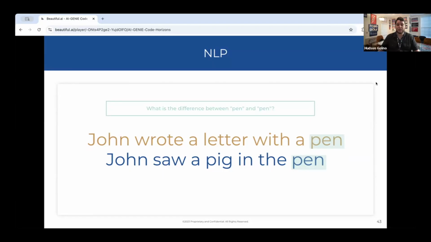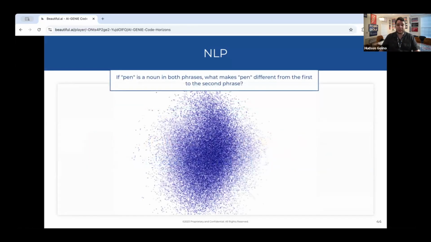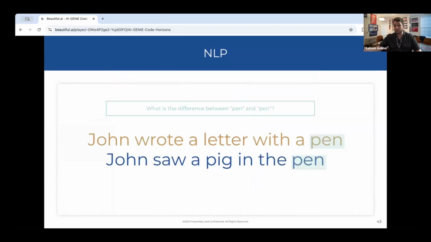Yes, excellent. That's right. So the first one, John wrote a letter with pen. We know that pen is a writing instrument because we understand that it comes with a specific linguistic context. And the linguistic context, if we're paying attention, is letter, right? So letter combined with pen makes us think of writing instruments.